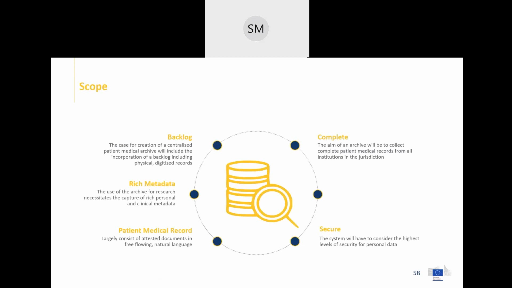The aim of the archive should be to be complete. We talked about complete patient medical records, so extracting the records concerning individuals from multiple institutions. And it should try to take as large a snapshot of the situation within the jurisdiction as it can.